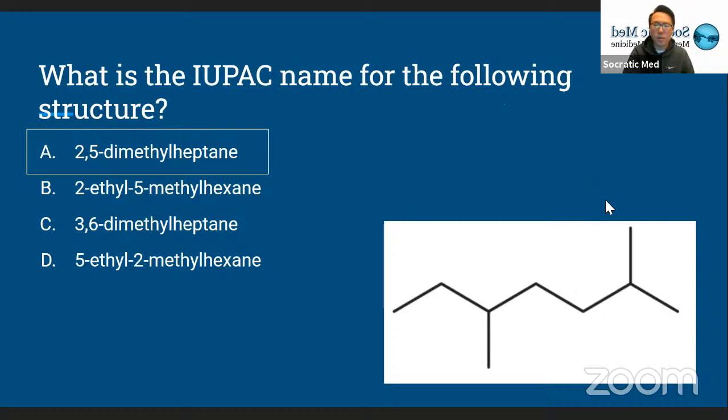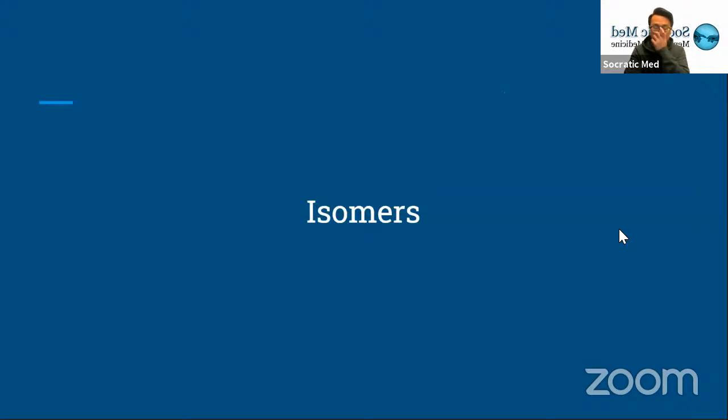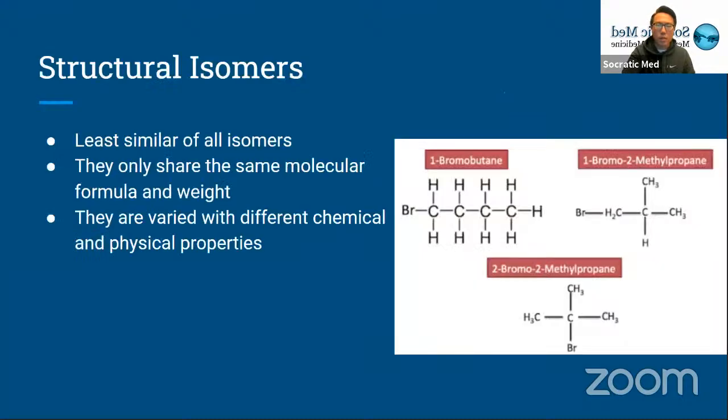Any questions on this problem? Okay, all right, let me move on. So next I'm going to talk about isomers. Isomers are molecules that have the same molecular formula, but they look different based on their connectivity or how they are in their rotations.